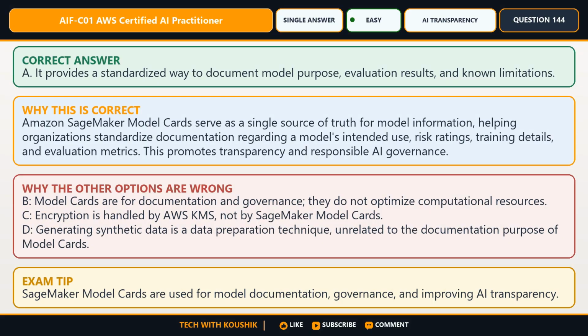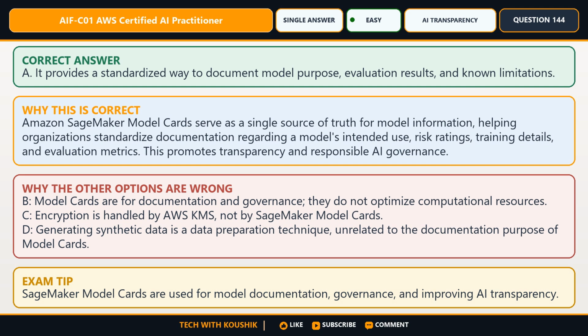The required response is A. It provides a standardized way to document model purpose, evaluation results, and known limitations. This option satisfies the complete requirement because Amazon SageMaker model cards serve as a single source of truth for model information, helping organizations standardize documentation regarding a model's intended use, risk ratings, training details, and evaluation metrics. This promotes transparency and responsible AI governance.